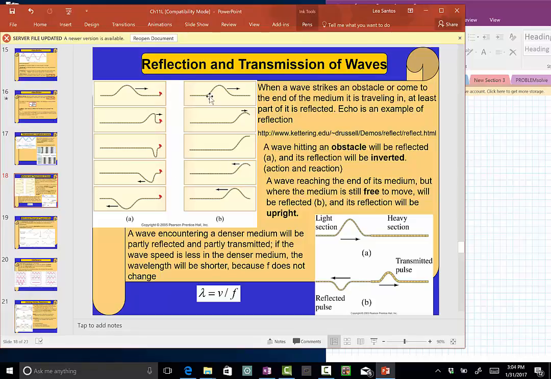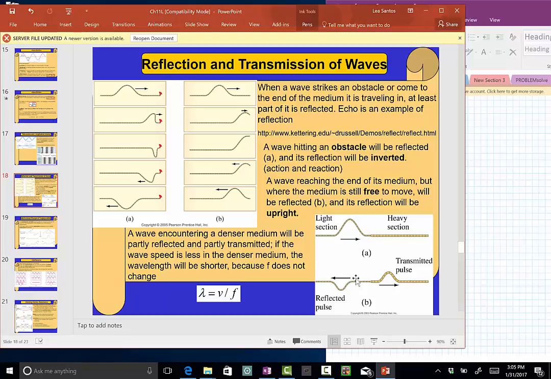Now, a combination of these two ideas we see when we have a rope with different densities. This is a very light section of the rope, and here is the very heavy section, very dense. When the pulse comes from the light section and finds the heavy one, it works partially as a nail, so part of it gets reflected but inverted, and the other part moves a little bit up and we get a transmitted pulse. So it's a mixture of two things.